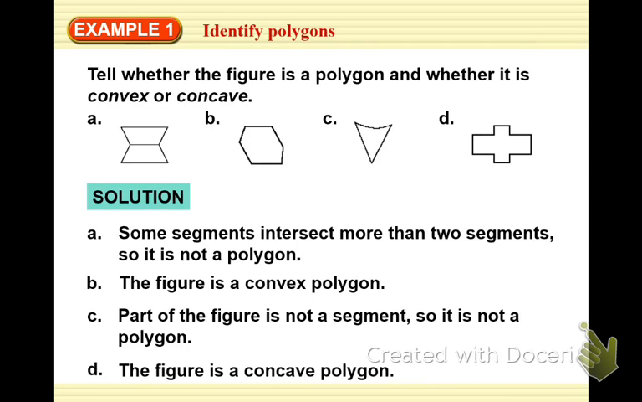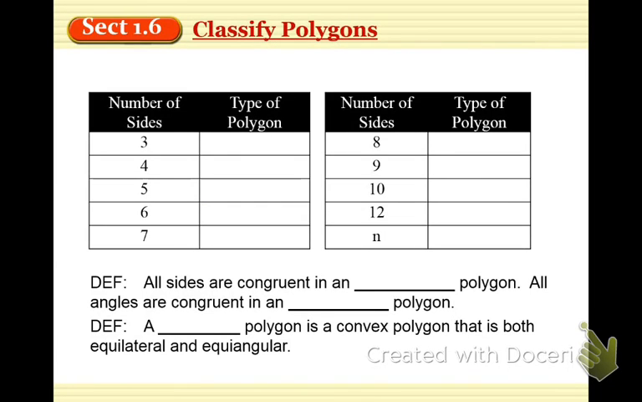Okay. So, still talking about classifying polygons. We can type them based on the number of sides. And so each polygon based on the number of sides is going to have its own special little name. We need to know these names, and we need to be able to use them so that if we use the name of the polygon, we know how many sides there are.